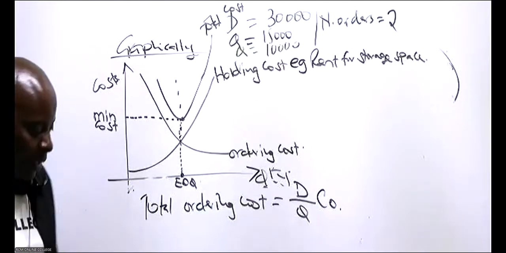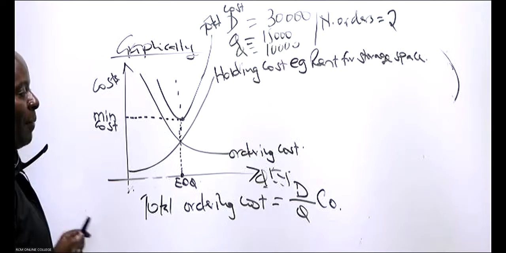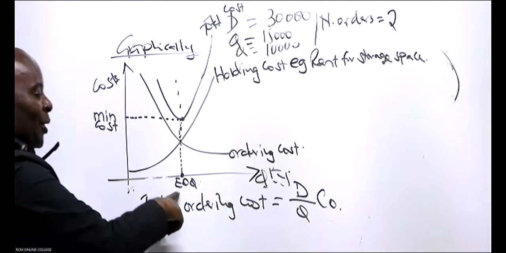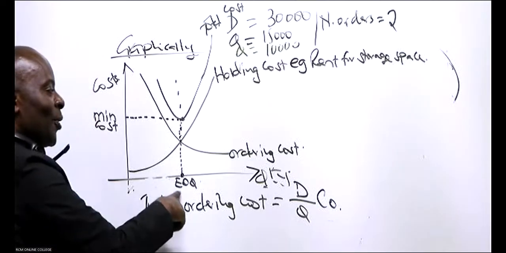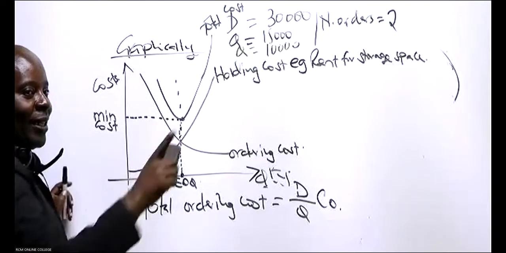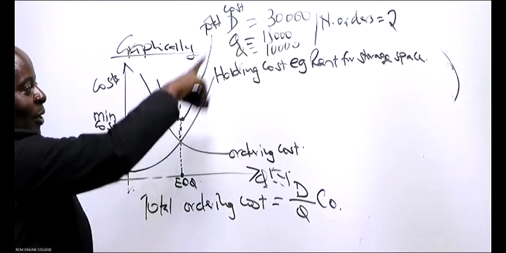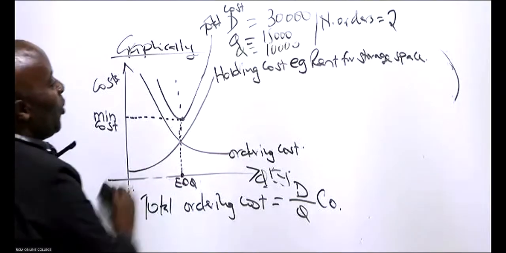Then if that is the case, I can very comfortably rub this. But before I rub, it means something very coincidental here, that at EOQ, ordering cost and holding cost will always be the same. At EOQ, holding cost and ordering cost will always be equal.